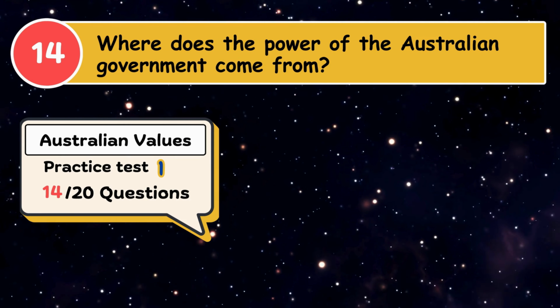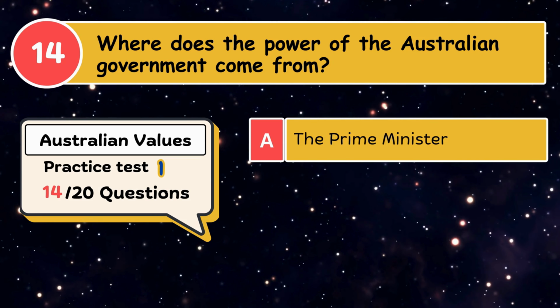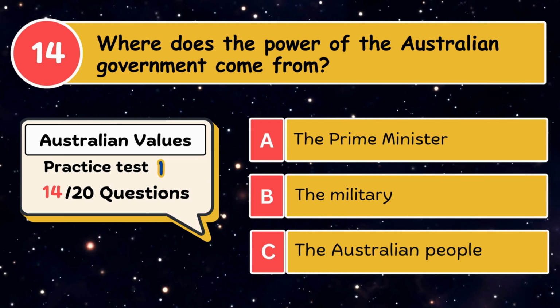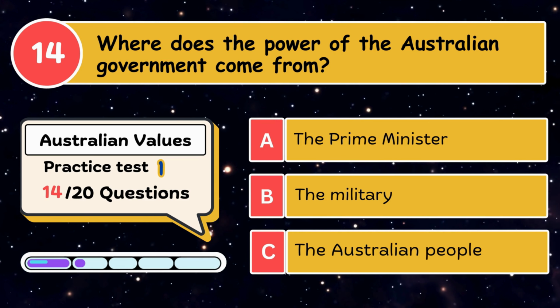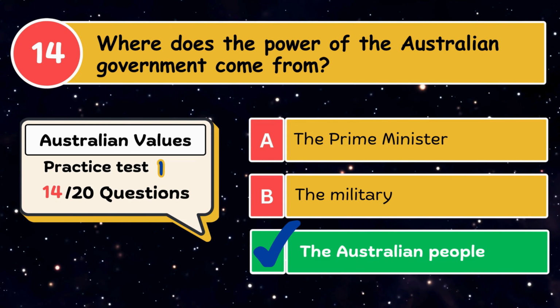Where does the power of the Australian government come from? A. The Prime Minister. B. The military. C. The Australian people. The correct answer is the Australian people.